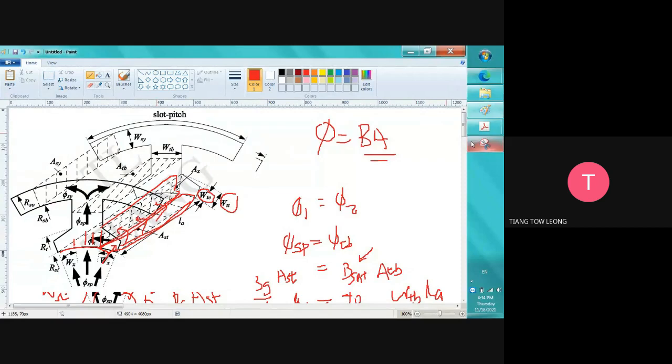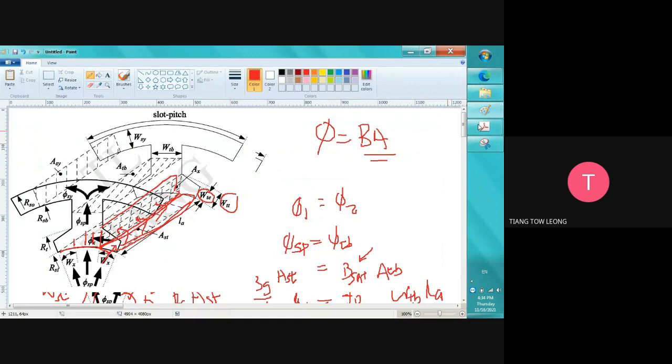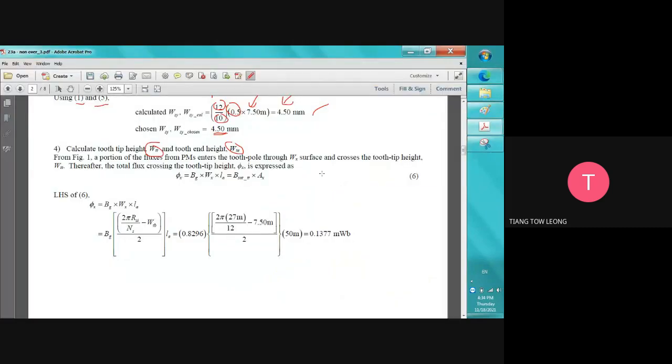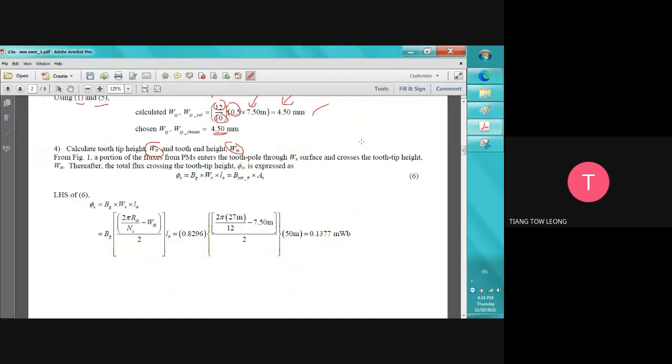Okay, so a portion of the flux from the permanent magnet enters a tooth hole through the WX surface. This is what it means. A portion of the fluxes flows through here, and then across the tooth tip height, WTP. So it flows through this one and then goes to here. Then as well, it goes through here and then goes to here. So this is the so-called part of it.